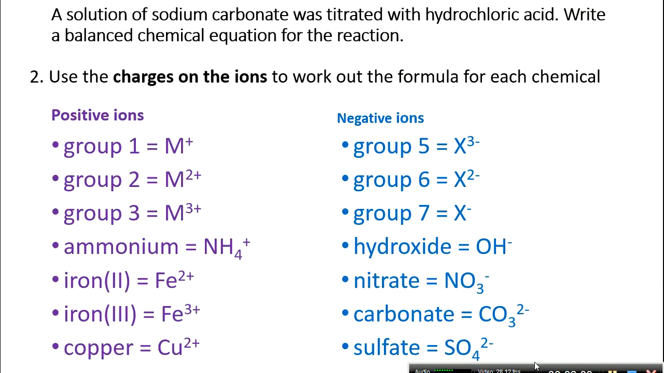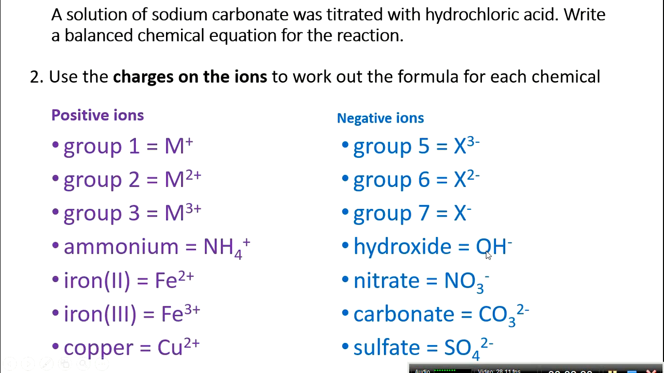The ones that you do have to learn are the ammonium ion. This is made up of a nitrogen and 4 hydrogens, and overall it's got a 1 plus charge. Don't be thinking that it's got a 4 plus charge. The 4 at the bottom is showing that there are 4 hydrogens, not the charge. So it's a nitrogen, 4 hydrogens, and that all together has got a 1 plus charge.